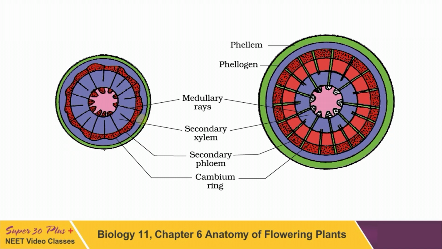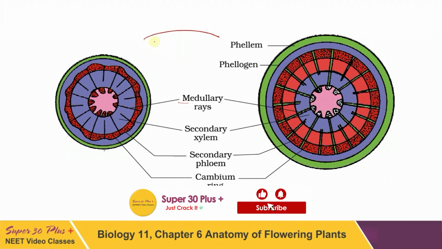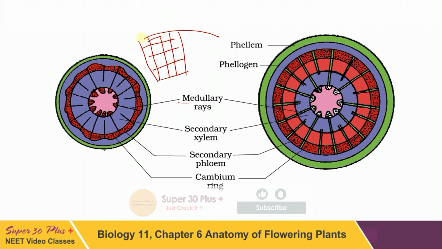This is the cambium ring here, and in between are the medullary rays, secondary medullary rays, and this one is the cambium ring. Is it clear? You can see once more here that this is the cambium ring. The tissue formed here will be the secondary xylem. Outside that will be the secondary phloem.